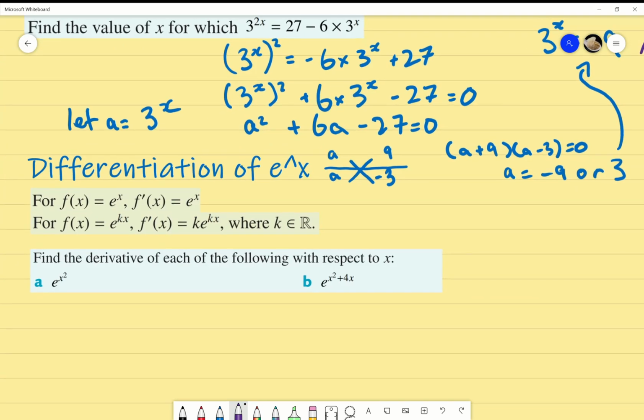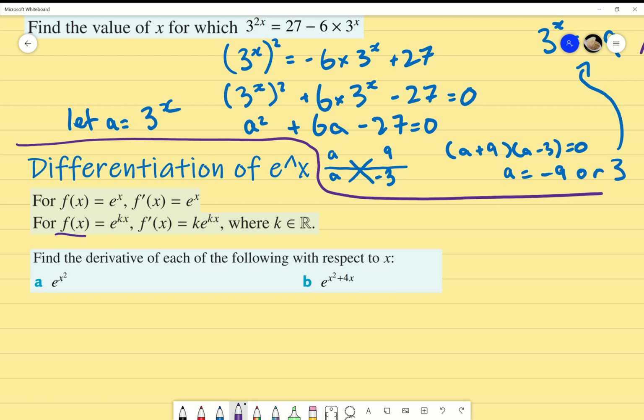Okay. Jumping down to here, I do realize I've written all over this, so I try and separate it there. Differentiation of e to the power of x. Once again, reminder that the differentiation of Euler's number to the power of x is just Euler's number to the power of x. It's a very distinct feature there. However, the rest of our differentiation rules apply. So if you have, for example, f of x equals e to the power of kx, the derivative is just the number multiplied to the front.